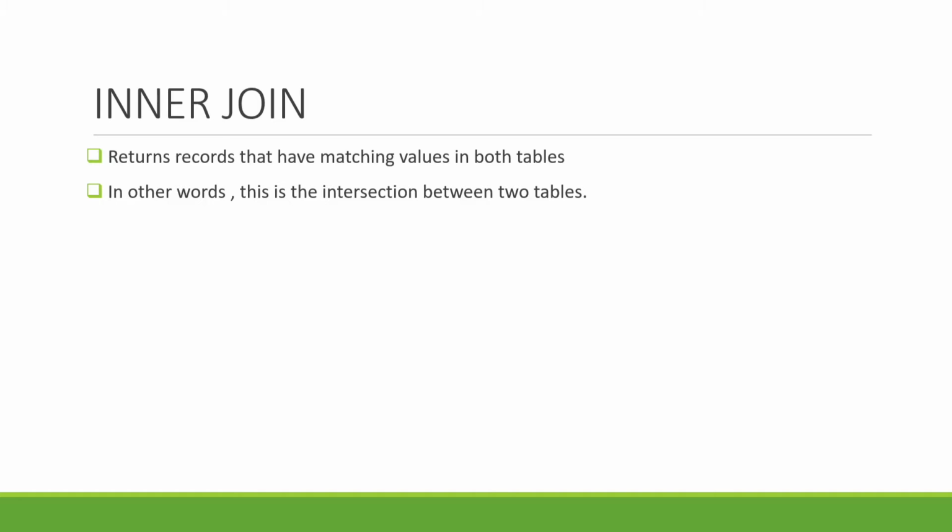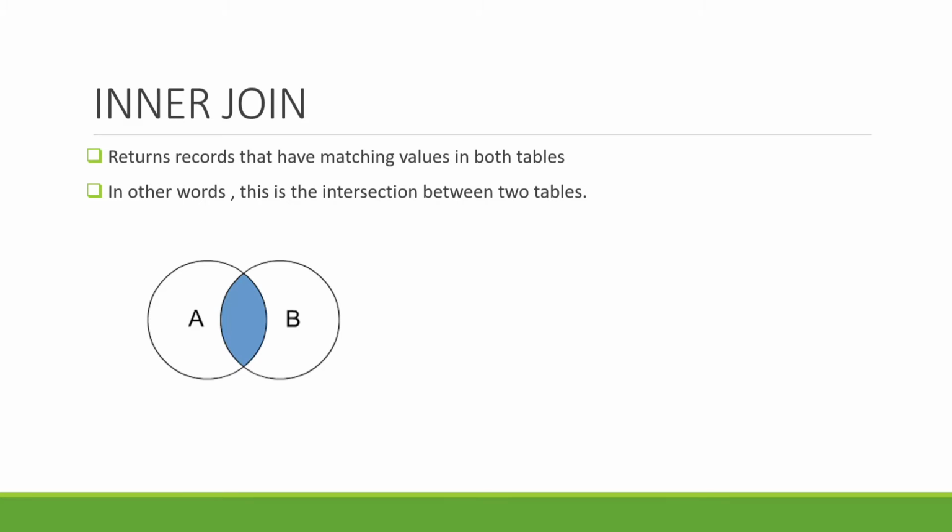Let's say we have two different tables, table A and table B, and there is a column C present in both of them. Whichever rows are the same in the C column in the two tables, all those rows will be returned. In other words, this is the intersection between two tables. If we look at it in terms of sets, if we find the intersection of two sets, that value is actually the value that will be returned by the inner join.